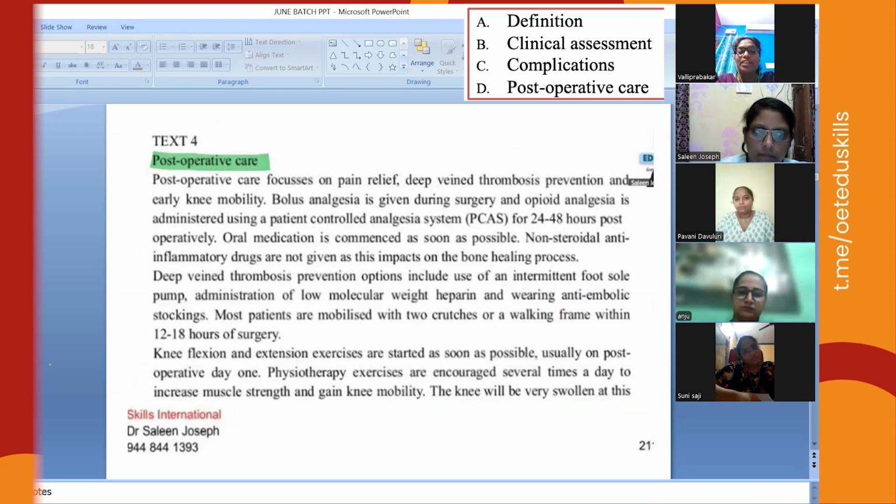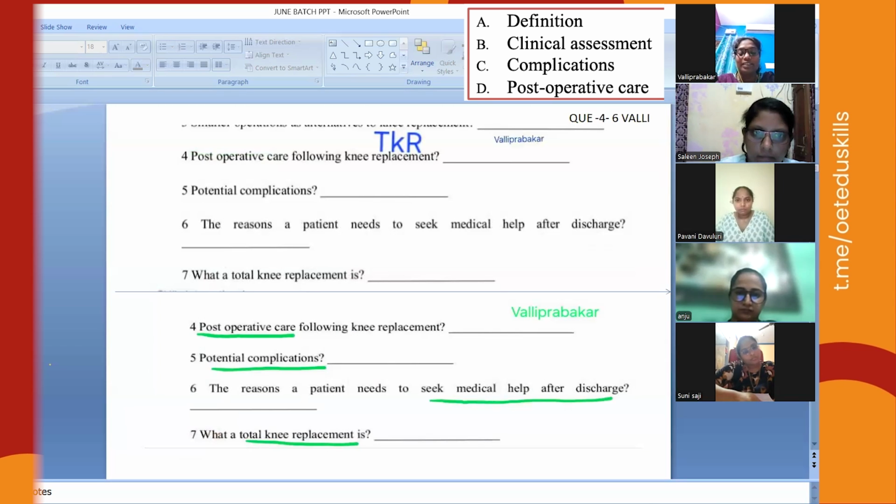So in the heading itself, post-operative care is mentioned in the text. So easily we can write this post-operative care. So it belongs to text 4, that is Text D.